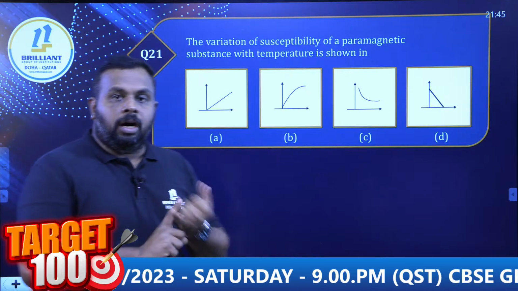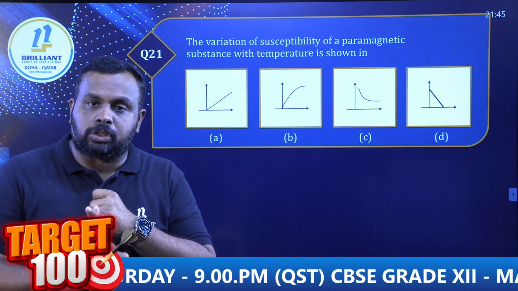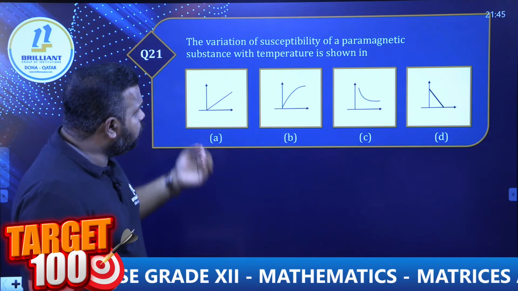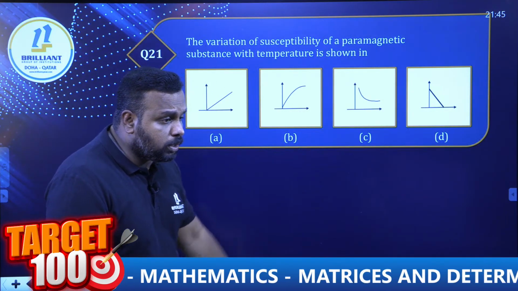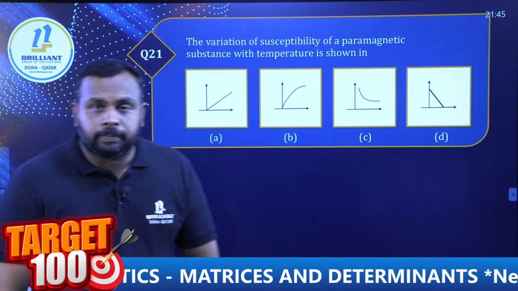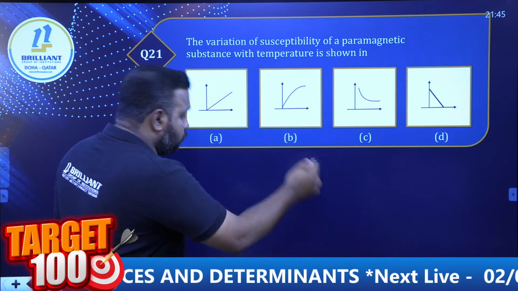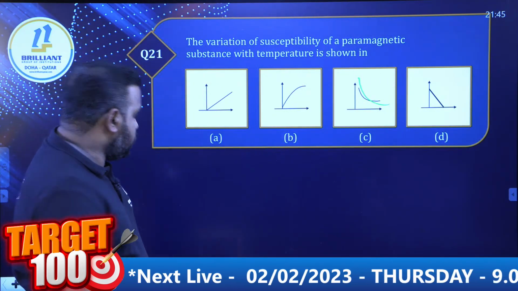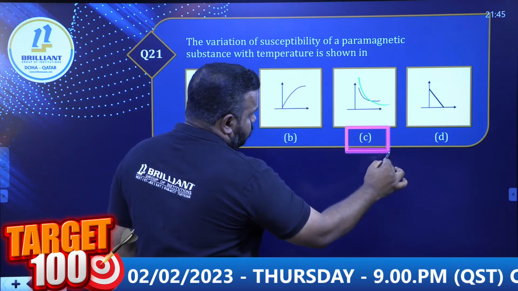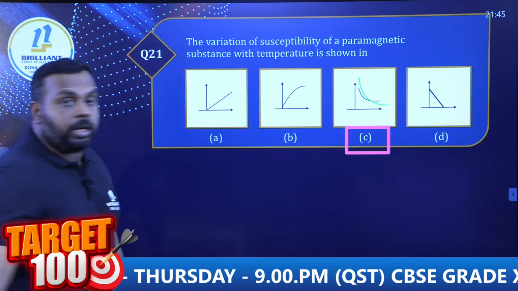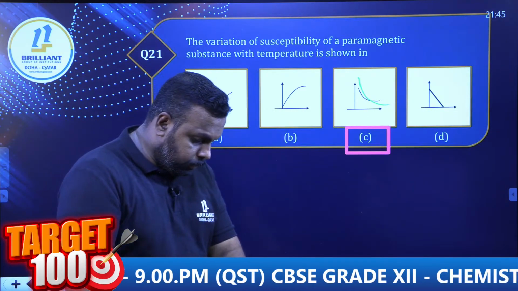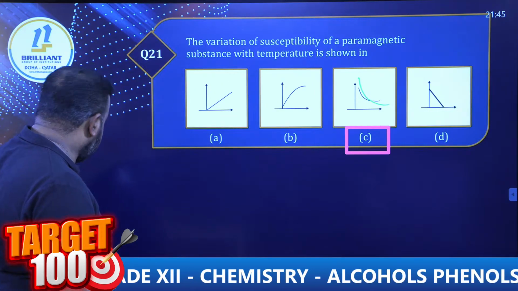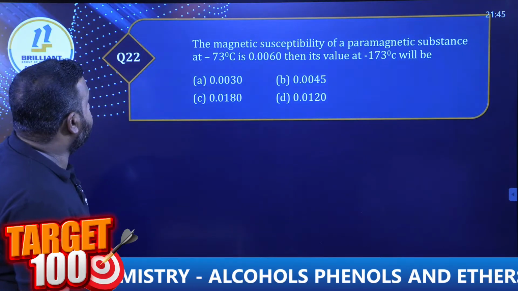How does susceptibility depend on temperature for a paramagnetic substance? It is inversely proportional. So it's a very simple idea. You have to pick the graph which is showing inversely proportional. Of course, it is C only. Inversely proportional means you know that the shape of the graph will be as in option C. So the right answer is option C for this question. Any doubt? No. Going to the next, question number 22.